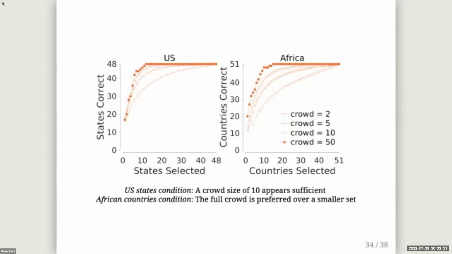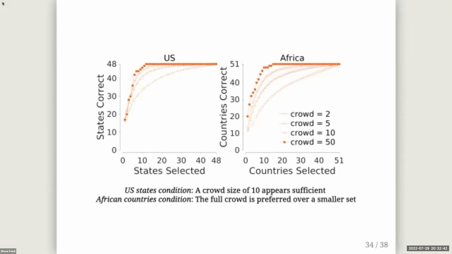But when you look at the US, once you've increased the crowd to about 10, you don't see as much improvement when you move to 50. So a crowd size of about 10 appears to be sufficient. And then in Africa, you see continual improvement as you increase the crowd up to the full crowd. So we definitely want to look at the full crowd for the African condition.